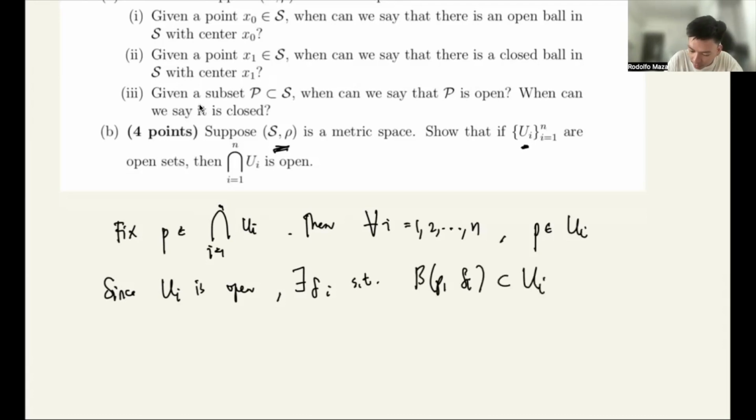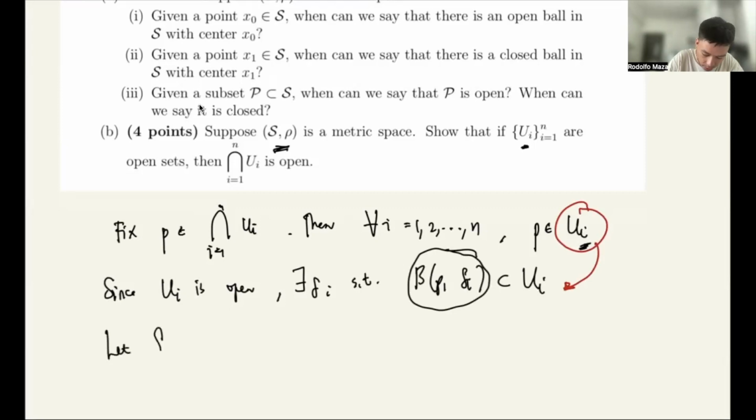Kasi alam natin this is open. So, ibig sabihin, ang pagiging open nito, nagko-contain ng open ball, which is nakakreate tayo ng open ball there sa P. Okay. So, anong gagawin natin? Let delta be the minimum of all di such that your I is from 1 up to n, di ba? N tayo. Okay, good. N.